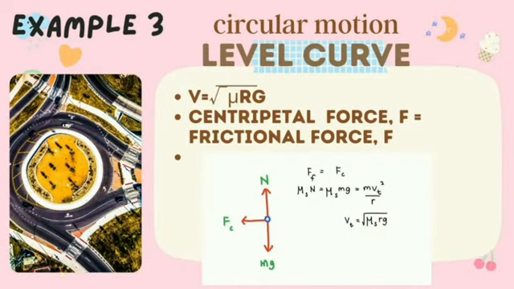Example 3: Circular motion, level curve. The formula is v equals the square root of mu Rg. Centripetal force is equal to frictional force. From this free body diagram, N points opposite to mg, while centripetal force always points to the center of the curve.